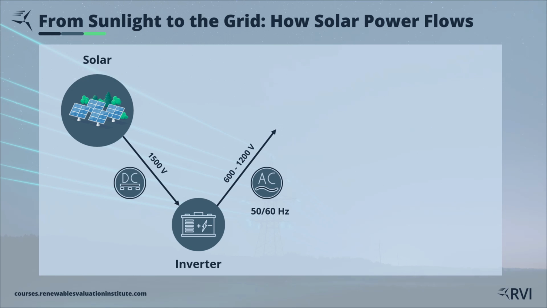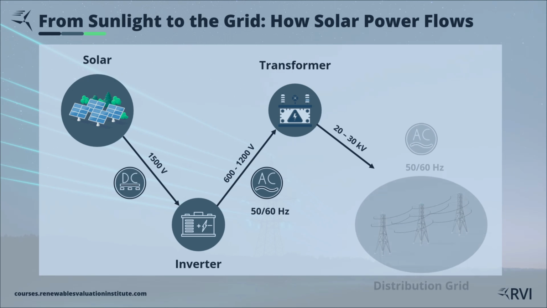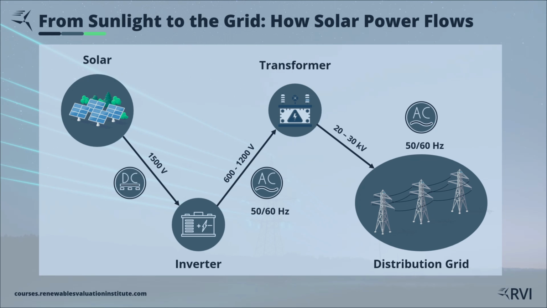The next piece is the transformer. It doesn't change AC into DC or vice versa, it just steps the voltage up. That low voltage AC is boosted to 20 or 30 kilovolts, allowing it to travel farther with fewer losses. Higher voltage means lower current for the same amount of power. Finally, the electricity flows into the distribution grid. Power entering the grid stays in sync with its heartbeat at 50 or 60 Hz, and high voltage keeps it moving efficiently over long distances.